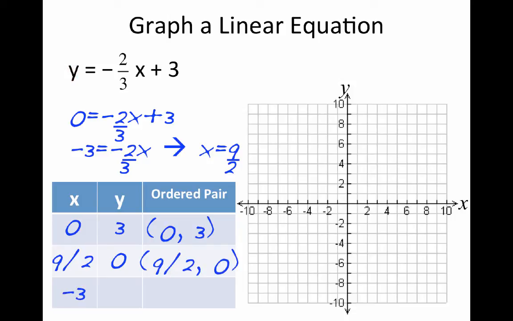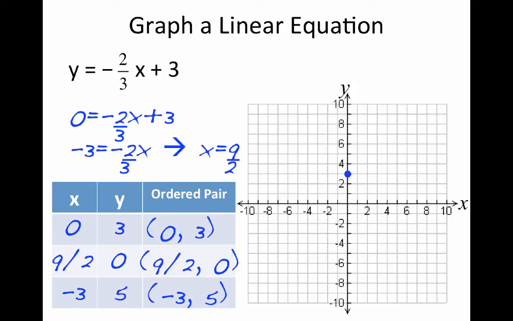Finally, I'm going to pick the point x is equal to negative 3. When I plug that in, I'll have negative 2/3 times negative 3, which leaves me with a positive 2, and 2 plus 3 is 5. So I've got the y value of 5. I've got a third point I can graph. Go ahead and graph your ordered pairs. Make sure that they fall on a straight line, which says you've done your math correctly.